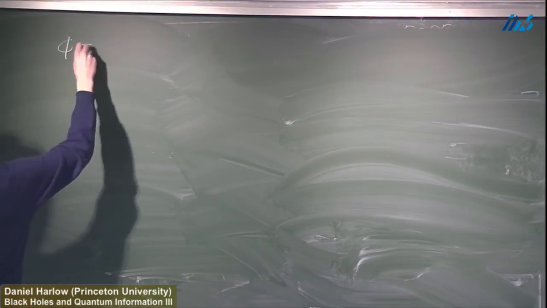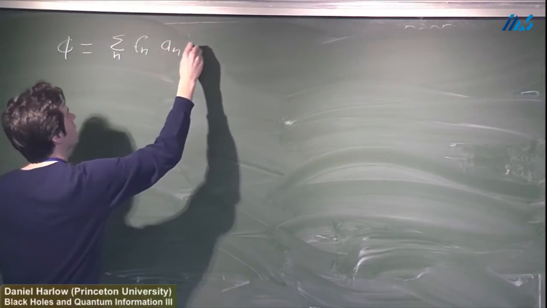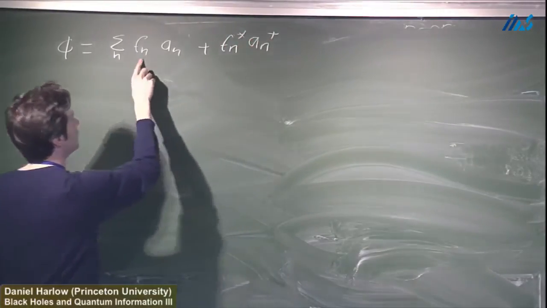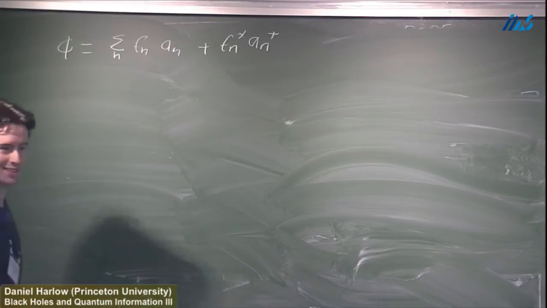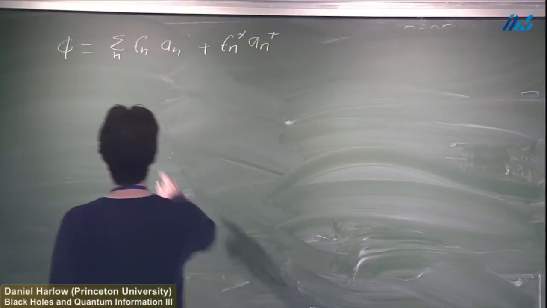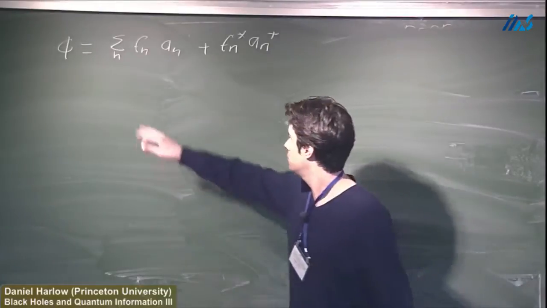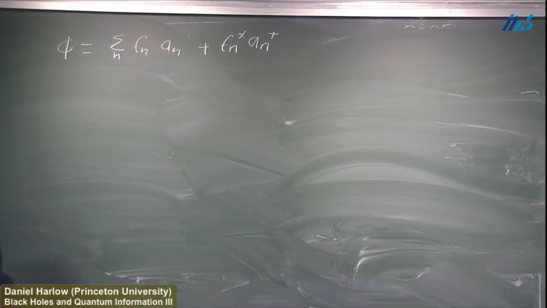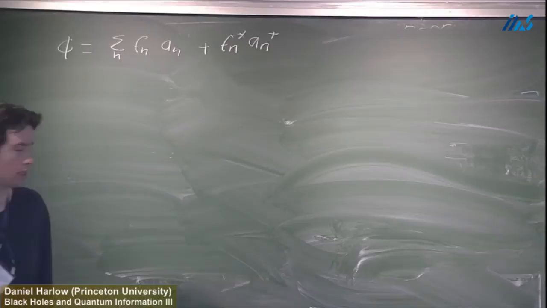As you'll remember from before, whenever I have a free field, the thing that you want to do is expand it in terms of some set of modes, f sub n, which are solutions of the scalar equation of motion. When I was talking about the free field in Minkowski space, the equation of motion these were solving was the scalar equation of motion in flat space. But now we're not in flat space, we're in the black hole geometry. So the equation looks a little bit different.